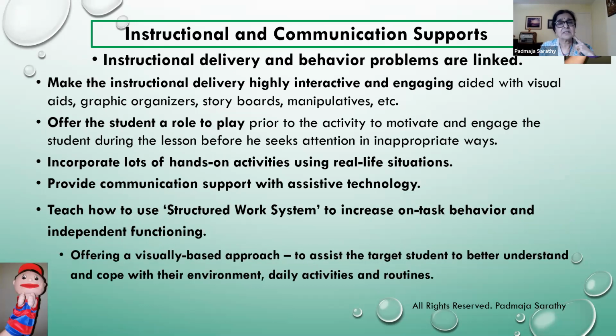So some of the instructional and communication supports: making the instructional delivery, as I said earlier, highly interactive, using manipulatives, graphic organizers, and storyboards, and giving the student an opportunity to come and place something on that graphic organizer or storyboard, using a manipulative that is associated with that activity, and lots of hands-on activities. And then using real life situations to explain emotions or to connect with the concept you are teaching. And using communication support aided with assistive technology.